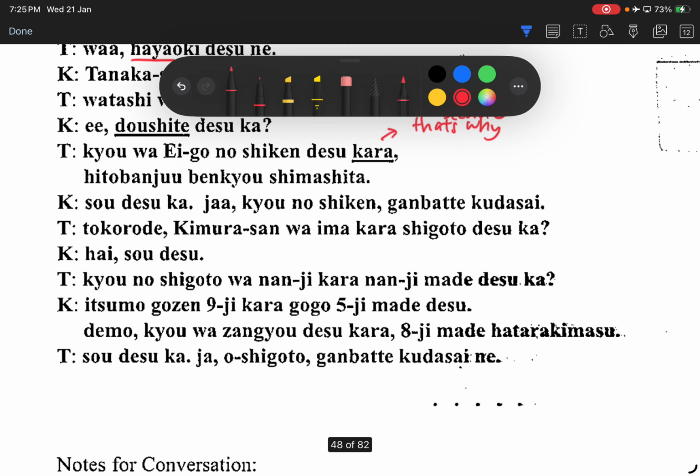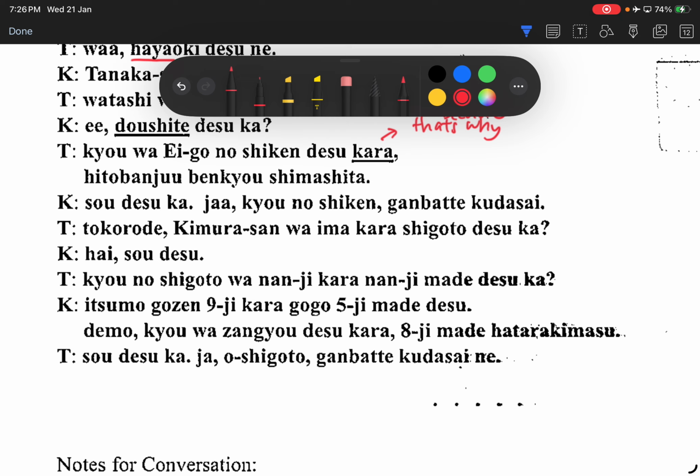Next, T says ところで. So ところで in short is just BTW. By the way. Okay? By the way. 木村さんは今から仕事ですか? Then we have another kara over here. Then what is the word before kara? What does it mean? Is now. Now is a time, right? So from now. Alright, so from now, 仕事ですか? 仕事 is work. So from now, work. So he's asking him, are you working from now? Right? Are you going to work? Then K says, はい、そうです. Right? はい is yes, そうです is just like, you are right. Right? So this is just you are right.